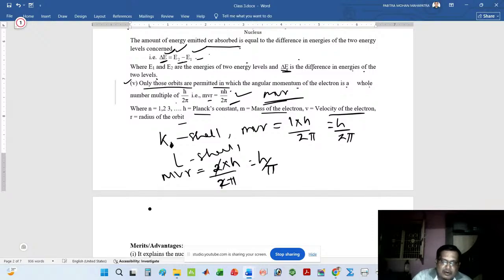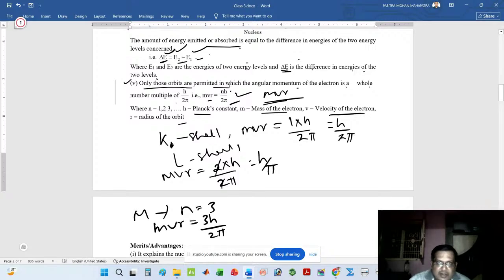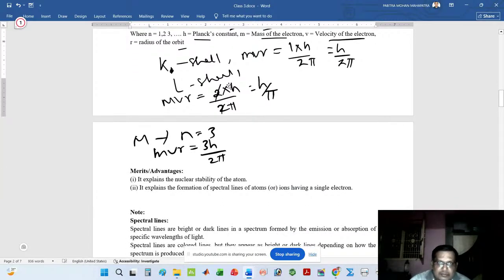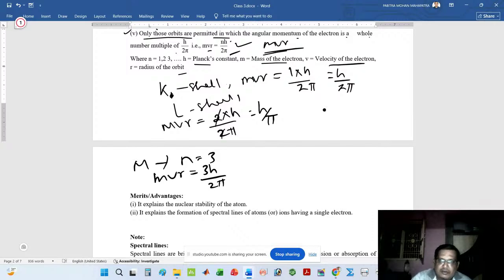Similarly, for the M shell, the n value is 3. Now put the n value here. Here I can say that mvr is equal to 3h by 2 pi. Similarly, if you think about n equal to 4, put the value of n equal to 4 here, then we can say that mvr is equal to 4h by 2 pi. If you cancel 4 by 2, then here 2, that means 2h by pi.